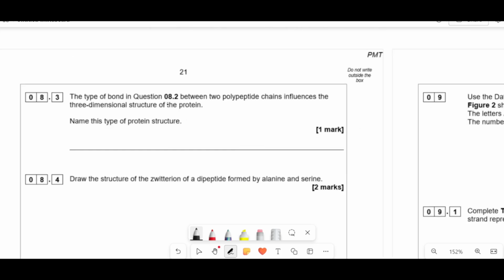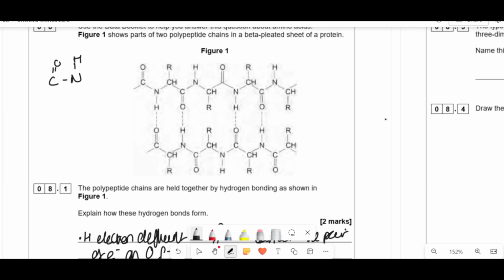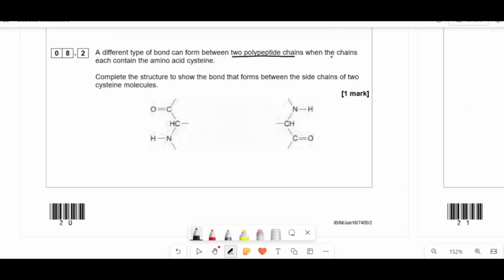So it says name the type of bond between the polypeptide chains that influences the three-dimensional structure, and then name the type of this structure. So here, we're looking for what's doing that. A different type of bond can form between two polypeptide chains that contain the amino acid cysteine. Complete the structure to show the bond that forms in the side chain of cysteine molecules.